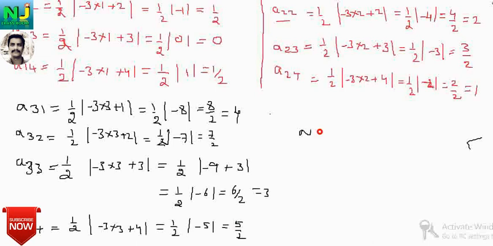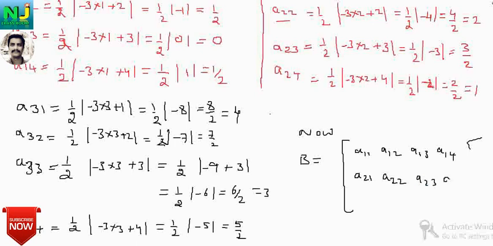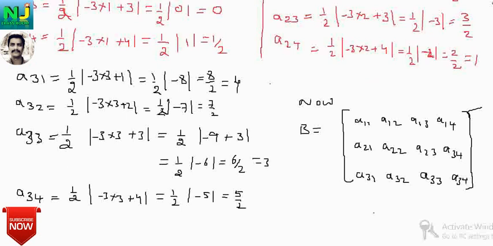So, now what is the matrix? Now, B is equal to what is the matrix? Already we have written, it is equal to A11, A12, A13, A14. Similarly A21, A22, A23, A24. The last one is A31, A32, A33 and A34. So, now look at the general matrix for 3 cross 4 matrix. So, now we go for the substitutions.